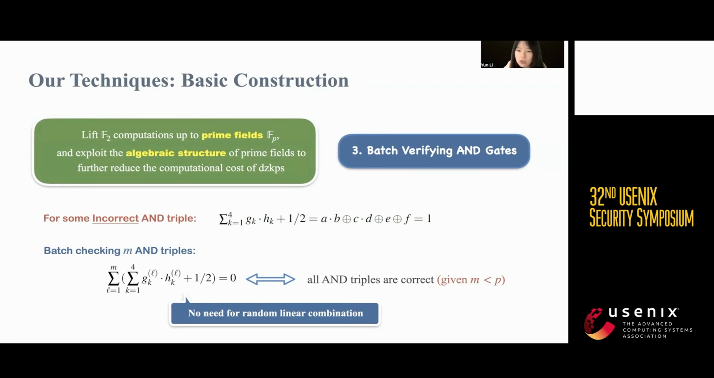So far, all the computations can be done locally by the parties without any interactions. And after this step, the parties can utilize the distributed zero-knowledge proofs over the prime field to check the batched relation.